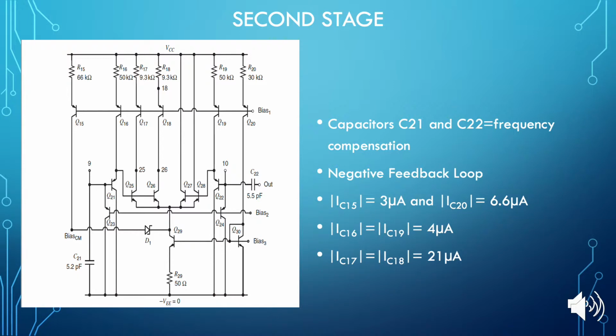And from the list here of the transistors that helped me get the collector currents, you see that transistor 15 will have a collector current of 3 microamps, while transistors 17 and 18 will have a collector current of 21 microamps, and transistor 20 will have a collector current of 6.6 microamps.